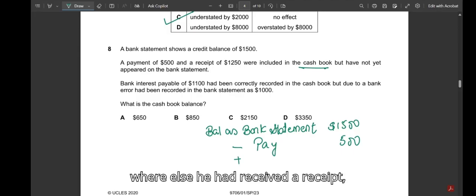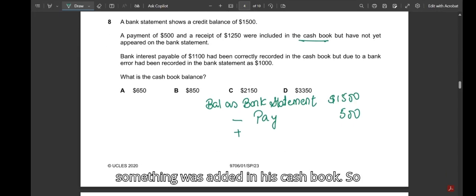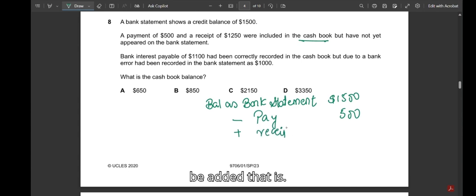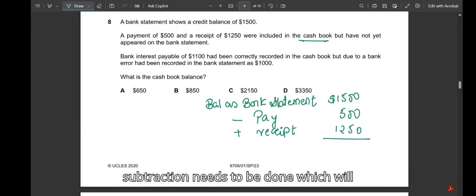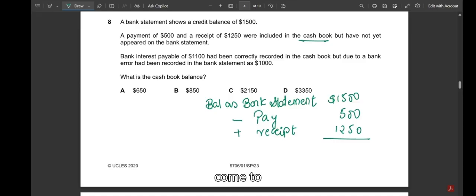Where else? He had received a receipt. Something was added in his cash book. So that's the reason this receipt needs to be added. That is 1250. So this addition and subtraction needs to be done, which will come to 1500 minus 500 plus 1250. So this will give you 2250.